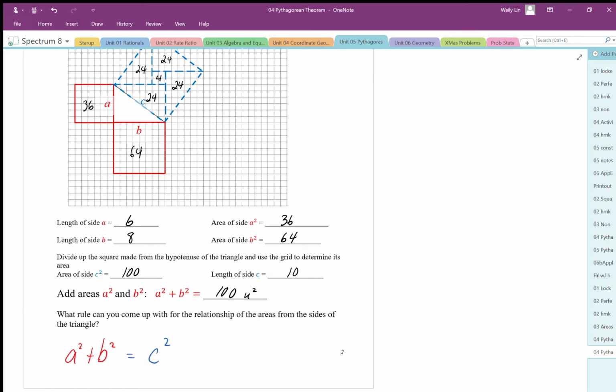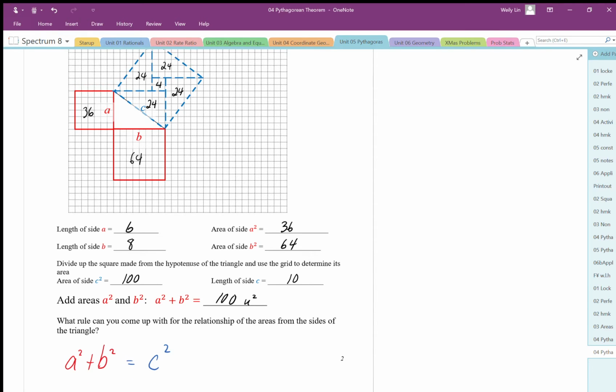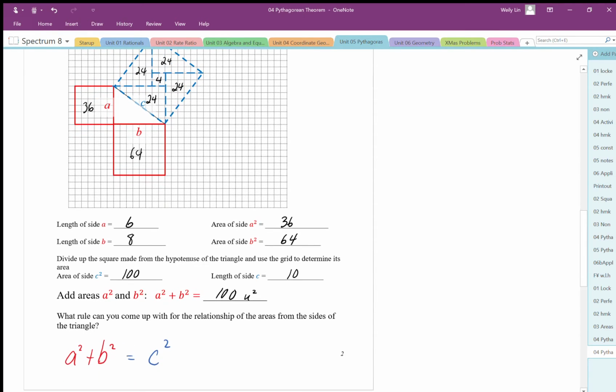And the relationship is with the areas, with the three squares, not with the side lengths, but with the three squares. They seem to be related. They're connected to each other.